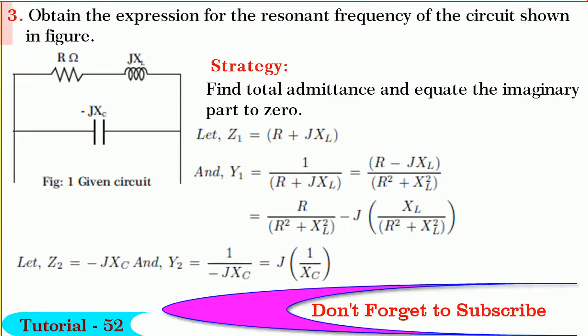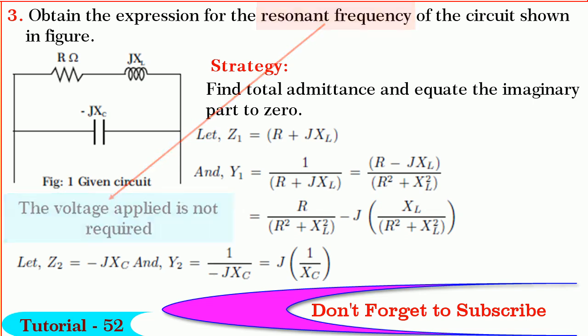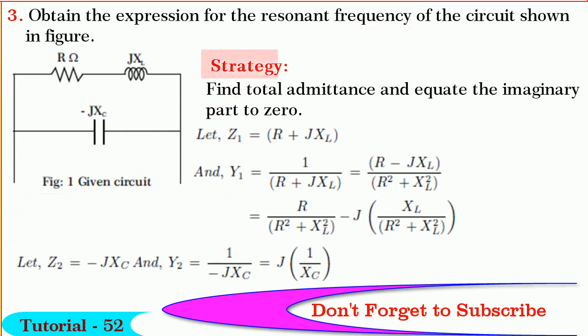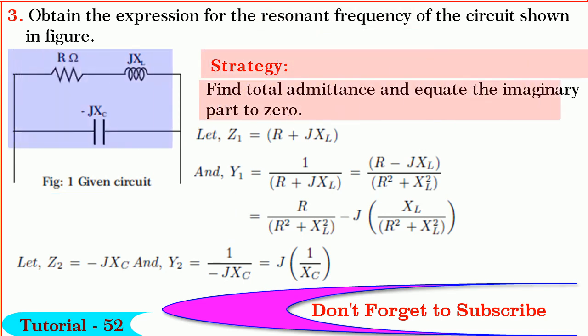Friends, next we shall solve the third question on parallel resonance circuit to find the resonance frequency of the circuit shown in figure. Note that the voltage applied is not given. In fact, to find the resonance frequency in this circuit, the voltage is not required. The strategy will be to find the total admittance of the circuit and equate the imaginary part to 0.